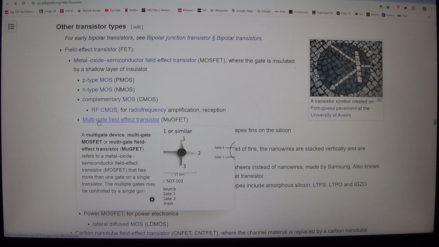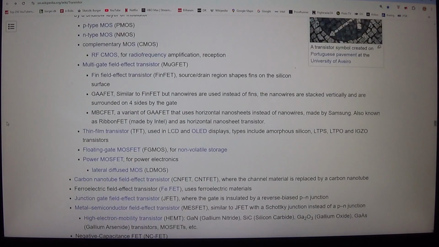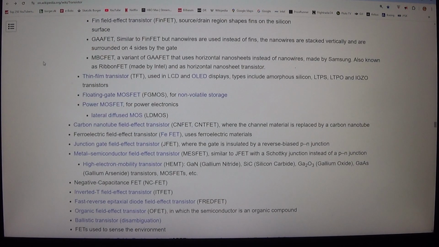4. Multigate field effect transistor, MUGFET. 1. Fin field effect transistor, FinFET, source/drain region shapes fins on the silicon surface. 2. GAAFET, similar to FinFET but nanowires are used instead of fins. The nanowires are stacked vertically and are surrounded on 4 sides by the gate. 3. MBCFET, a variant of GAAFET that uses horizontal nanosheets instead of nanowires, made by Samsung. Also known as RibbonFET, made by Intel, and as horizontal nanosheet transistor.